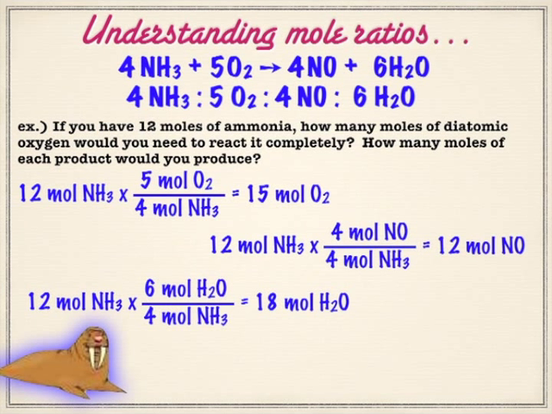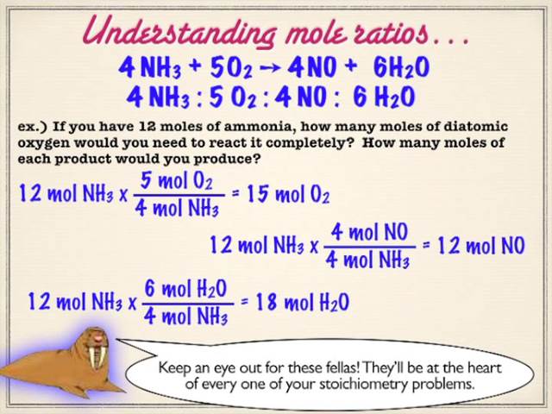Again, for nitrogen monoxide and ammonia, it doesn't matter that the nitrogen monoxide is being produced and the ammonia is being consumed. It really doesn't matter. I will produce 12 moles of that and 18 moles of water. Again, dealing with the same idea of, well, for every 6 I need 4, or for every 4 I need 4, whatever the case may be. And you will always see a mole-mole ratio in a stoichiometry problem.